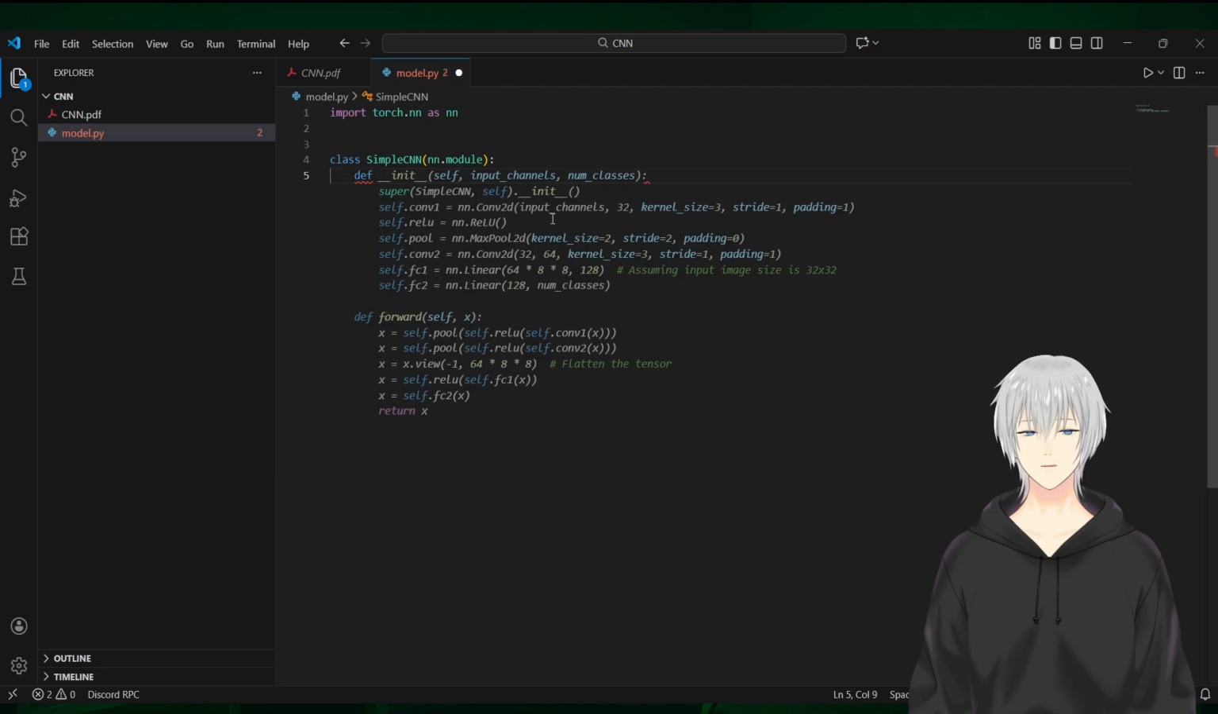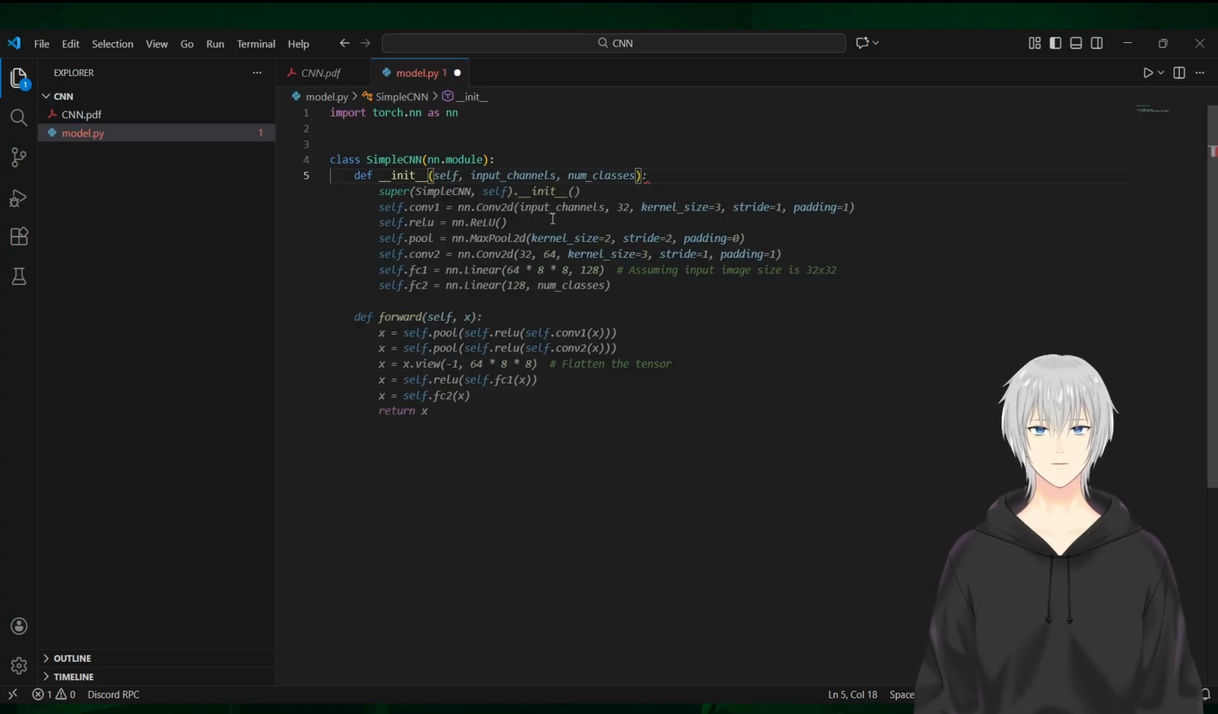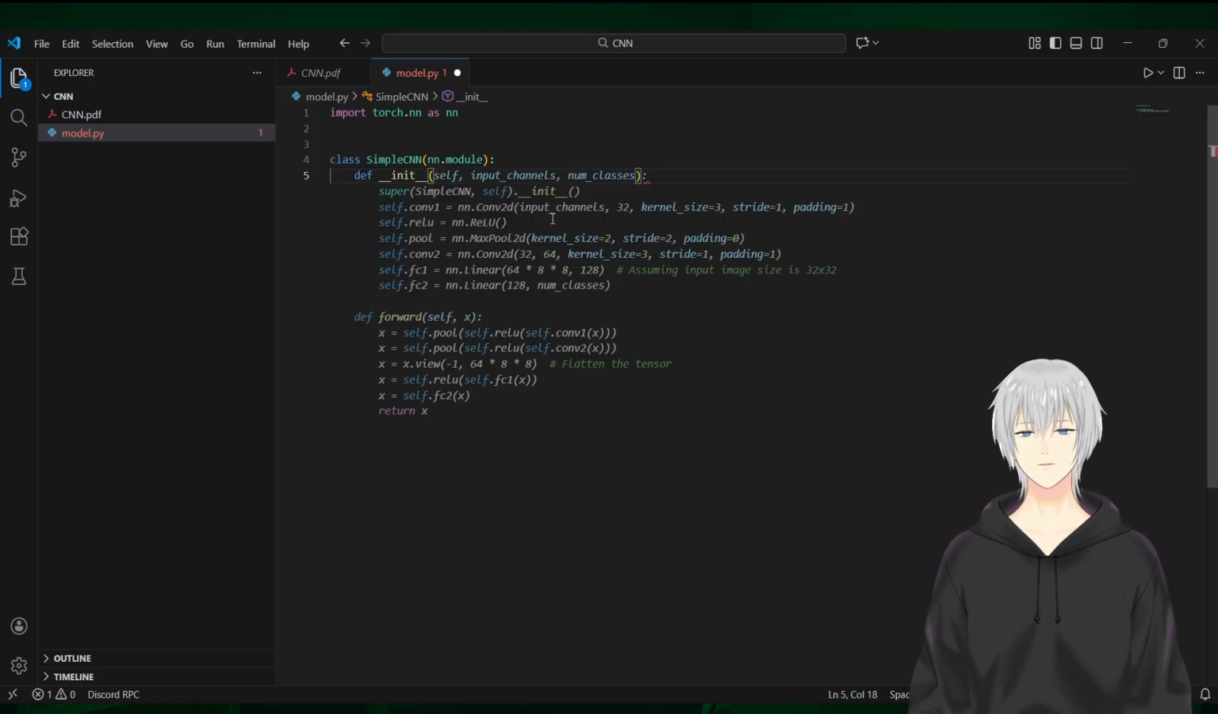Let's do def __init__. You know what? Let's make this for.